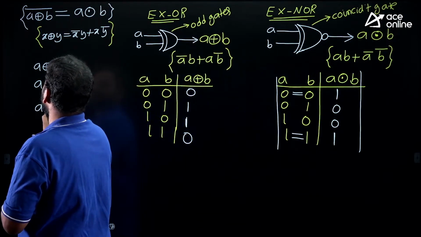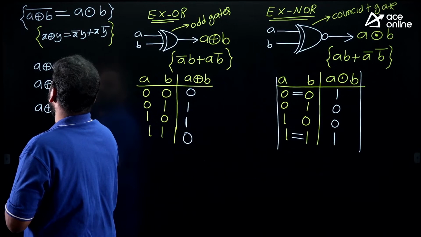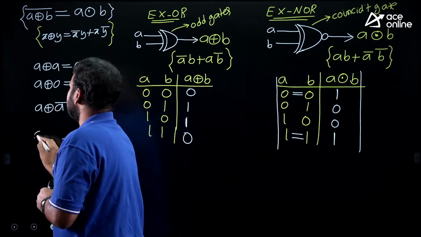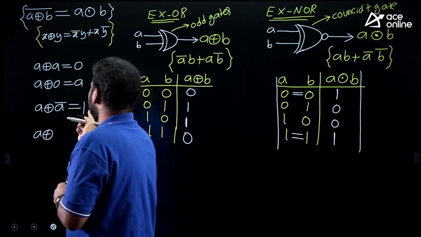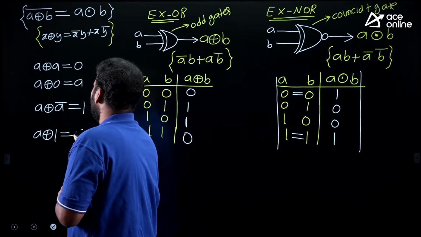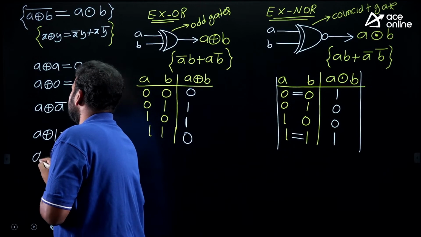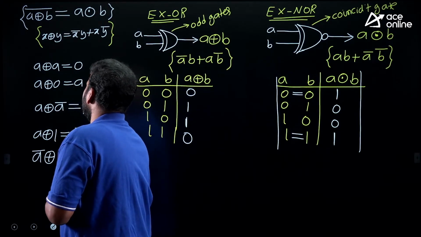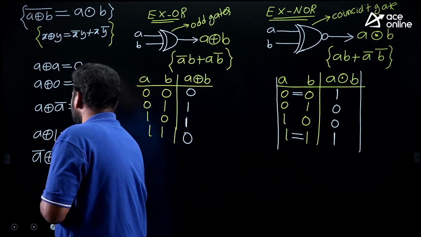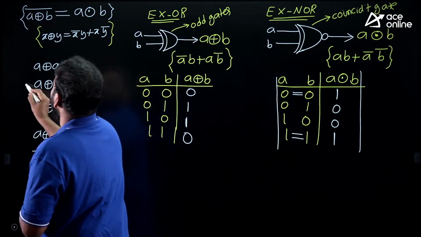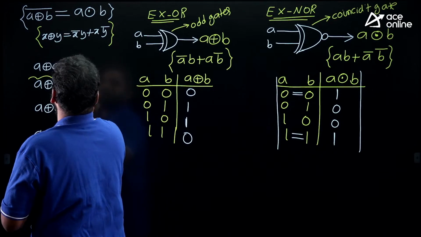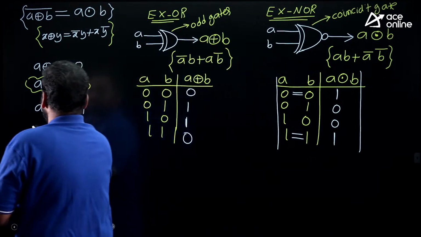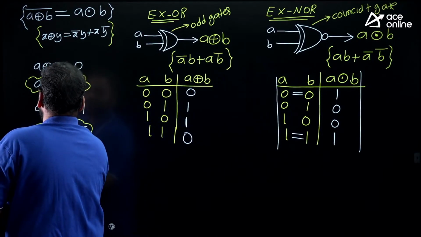Similarly, if inputs are opposite, A XOR A bar, then output is 1. From here we can write some other relations. A XOR 1 is equal to A bar, and similarly A bar XOR 1 is equal to A. But here the important relations are A XOR 0 is equal to A, and A XOR 1 is equal to A bar.